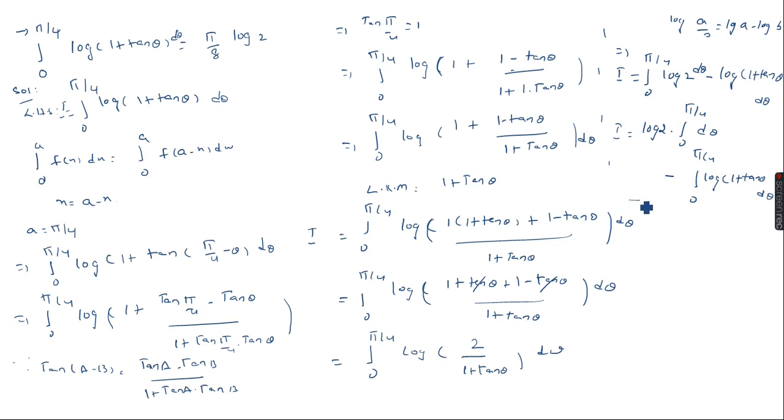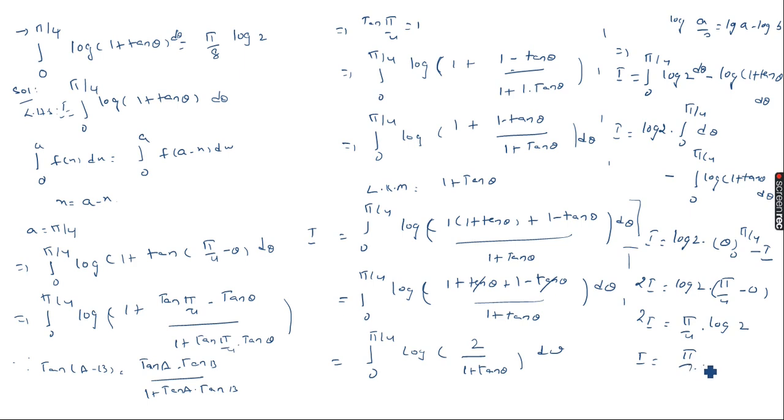So therefore I is equal to log 2 into theta from 0 to pi by 4, and this is equal to minus I. So minus I becomes, we get 2I is equal to log 2, and we substitute the upper limit minus lower limit. So 2I is equal to pi by 4 into log 2, and the value of I is pi by 8 into log 2. Okay, the problem is completed.